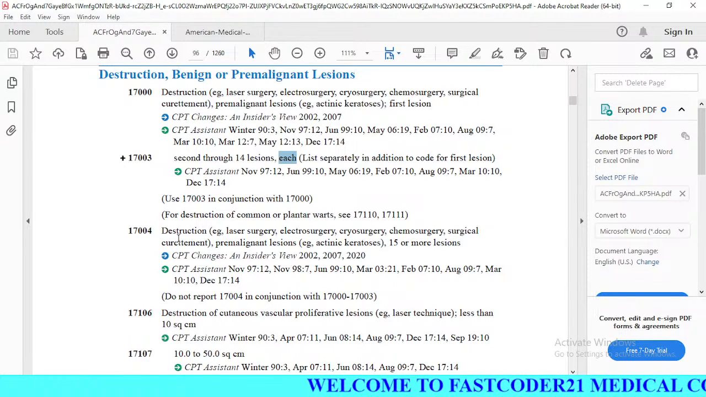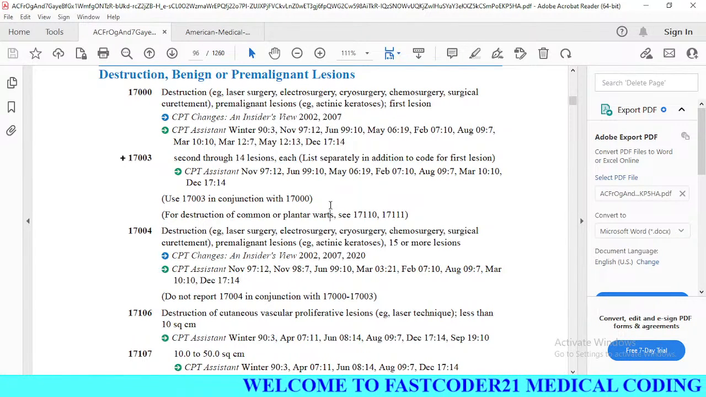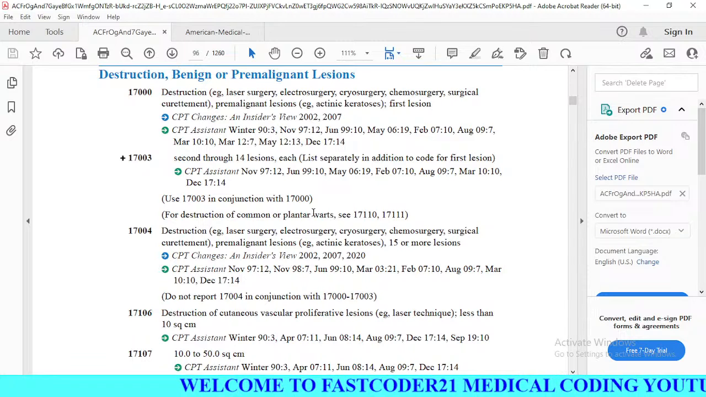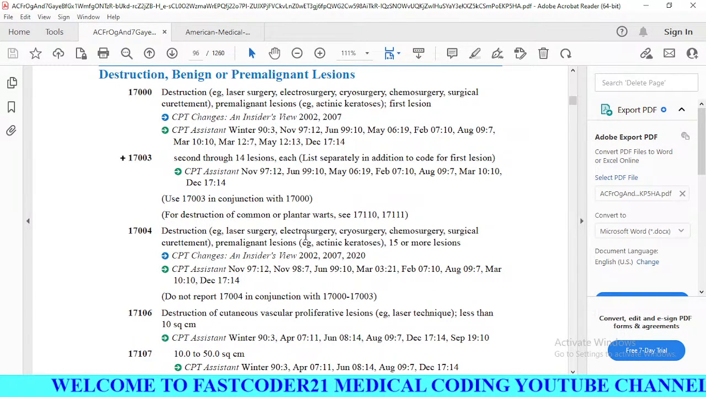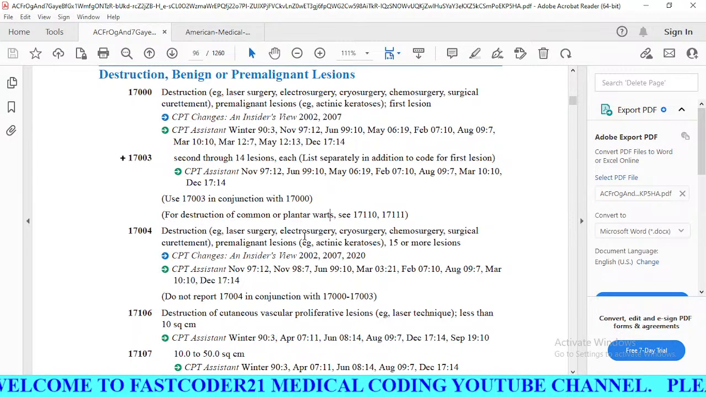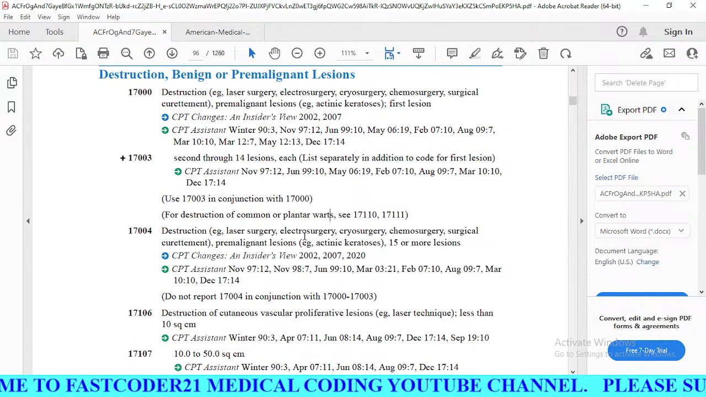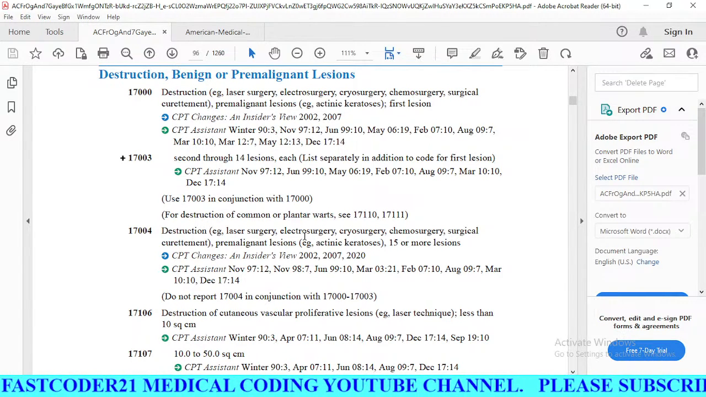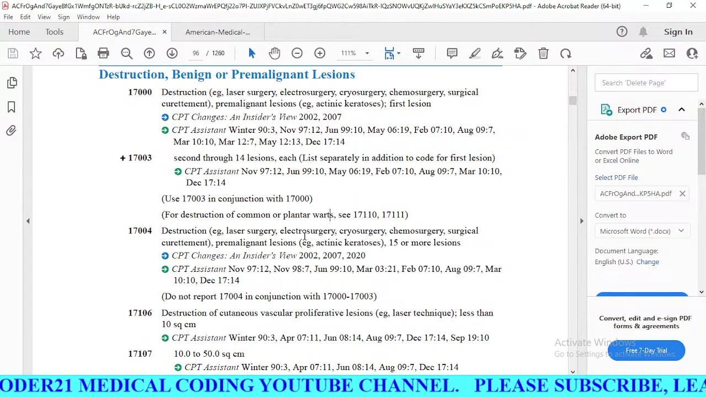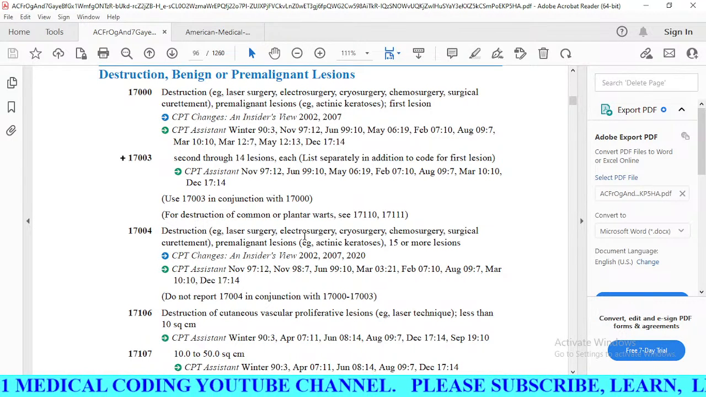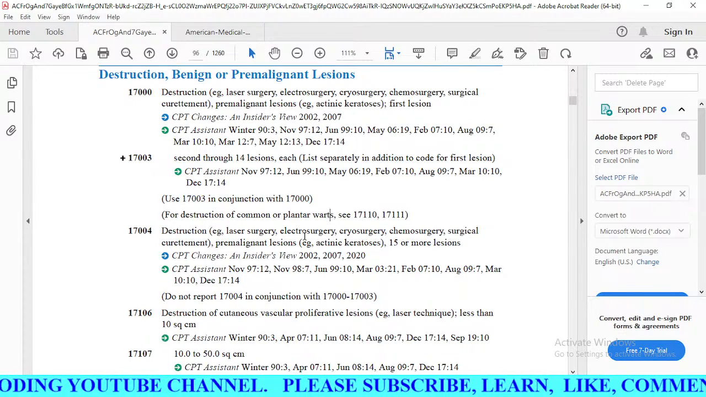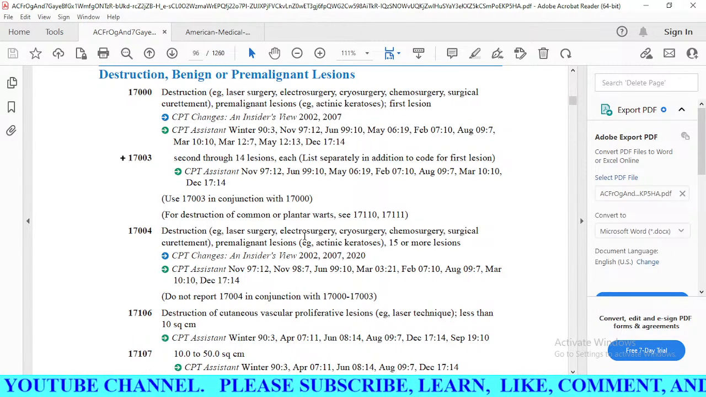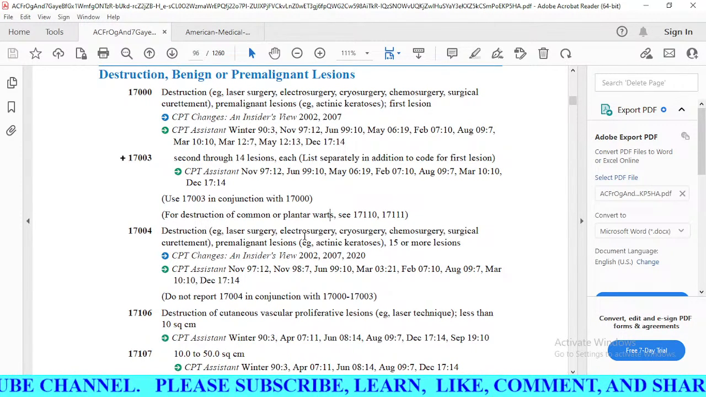Last and final, we can practice one more and conclude this question. Only the question, not the session. How do you code destruction of 26 actinic keratosis using cryosurgery? Write in the chat box now. Sweetie, now you need to write correctly. Now you understand.